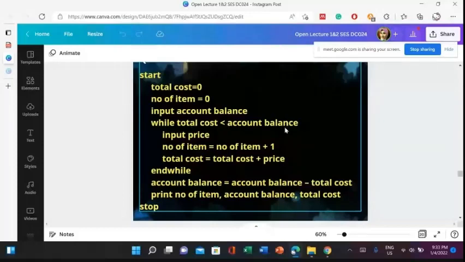Okay, since we start with 0, we can proceed with repetition. Maybe our account balance is 500. Repeat while 0 less than 500. For example, if our e-wallet has 500, then we can input the price. Then we can start buying items. What is the price of the first item? Okay, so we proceed with number of item equal to number of item plus 1. You need to memorize this formula.